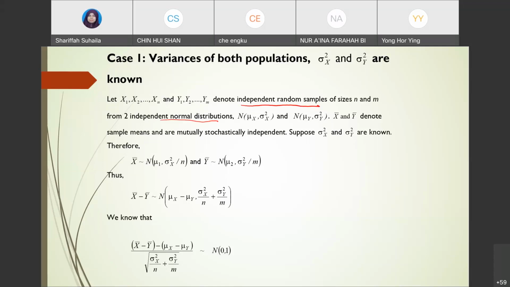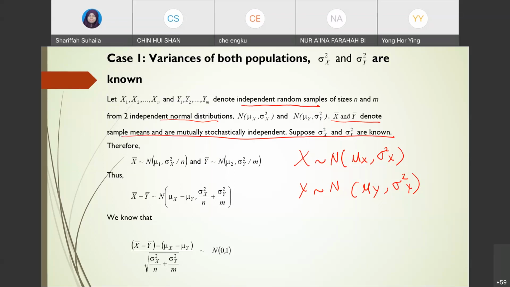Let's say X is normally distributed with mean mu x and this one is your variance. Same thing, Y is normally distributed with mu y and sigma square y. And then we have another random variable, X bar and Y bar, which are your sample means. And they are mutually stochastically independent. Suppose that your sigma square x and sigma square y are known.